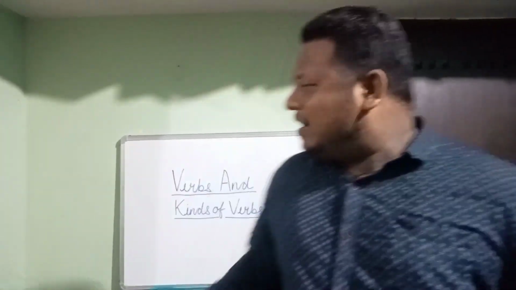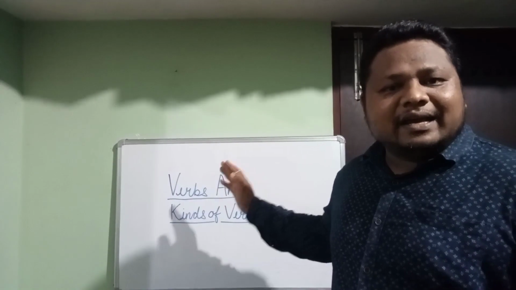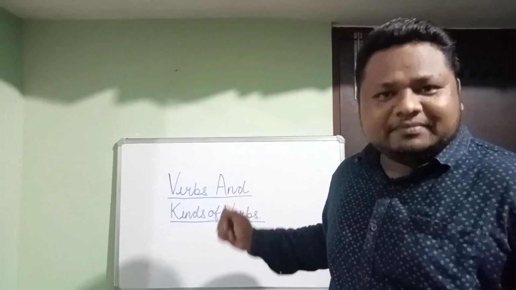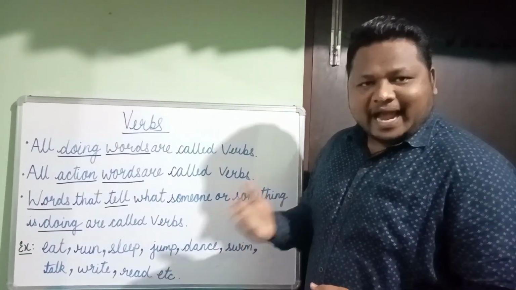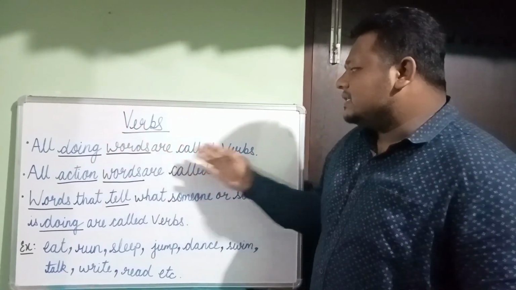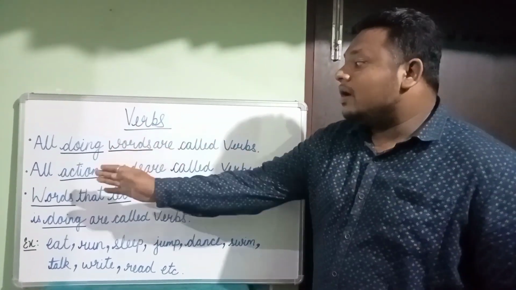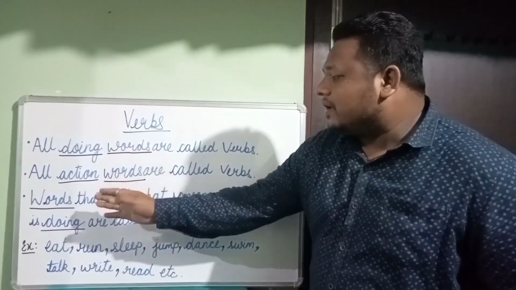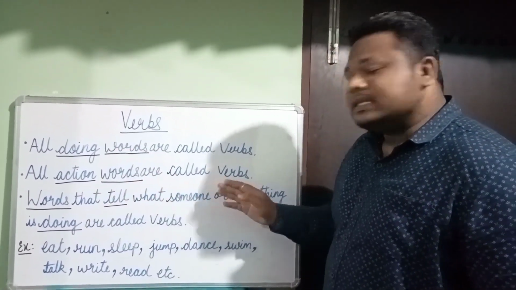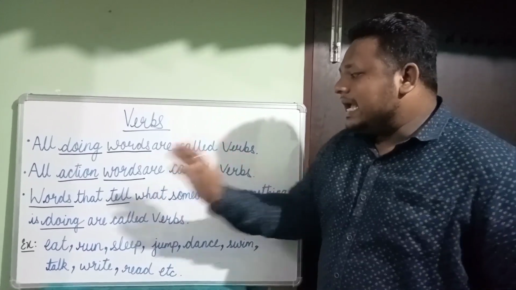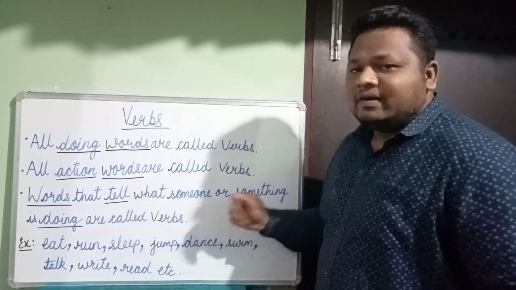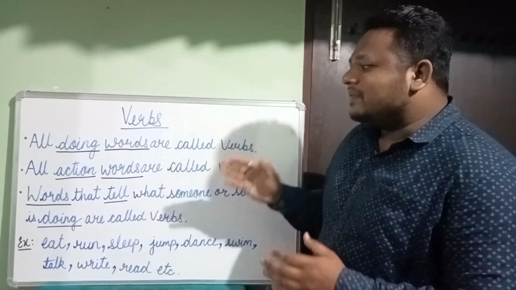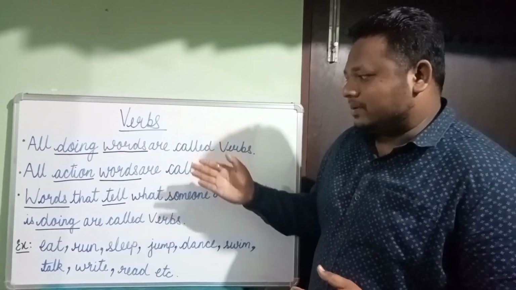Today we are going to do a grammar lesson, verbs and kinds of verbs. So we can define verbs as all doing words are called verbs, all action words are called verbs, or the words that tell what someone or something is doing are called verbs. These are some basic definitions of verbs.